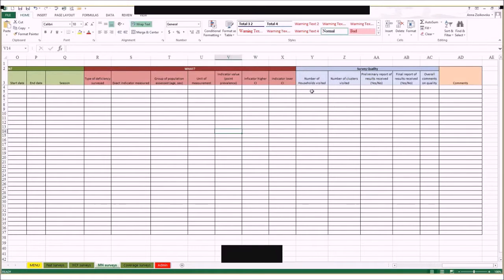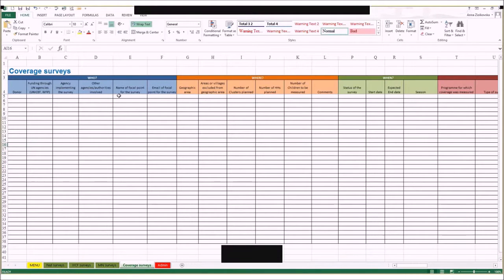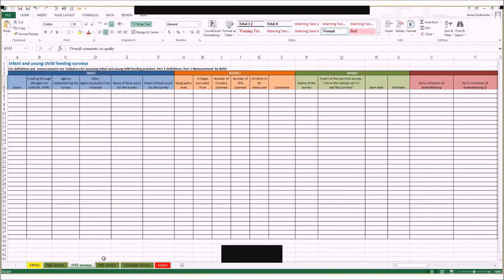The survey quality is the same as for the IYCF survey. And the last one is the coverage surveys, again with the who, where, when part the same. Just to mention here that if you had one survey and you collected, for example, several indicators, like anthropometric indicators and IYCF indicators, you can fill in the information once on one sheet and then copy it to another sheet, so it wouldn't take much time. You would only need to fill in your indicators.